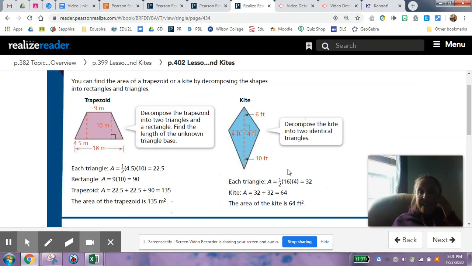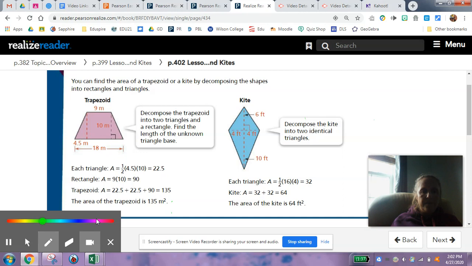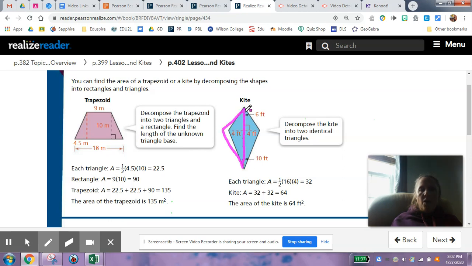And for the kite, we can decompose it into two identical triangles. You can also use this smaller and bigger triangle, but for me, making it the identical triangle and doubling it seems like the easiest thing. So let's look at this triangle. One-half times the base is 10 plus 6, which is 16, times the height, which is 4. And so that gives us an area of 32 for one triangle. There's two triangles, so it's 64 feet squared. Hope this helps.